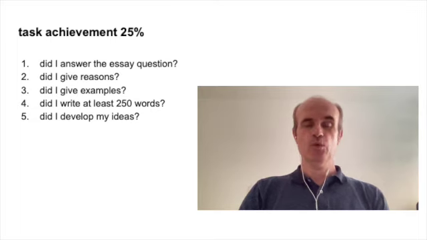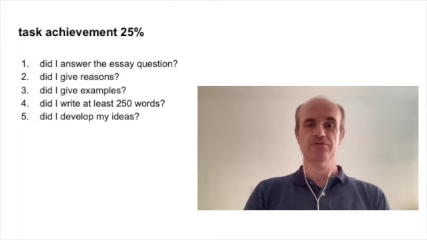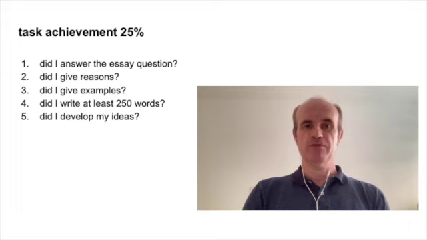Okay, now one other thing that you need to do for task achievement is to give reasons. Now, how many reasons do you want to give? One would not be enough, and three is perhaps too much, because you don't really have time for it. So 2 reasons would be a good alternative. I refer to these reasons as supporting idea number 1 and supporting idea number 2. Now, for each paragraph, of course, you want to give at least one example. I give just one example, of course.